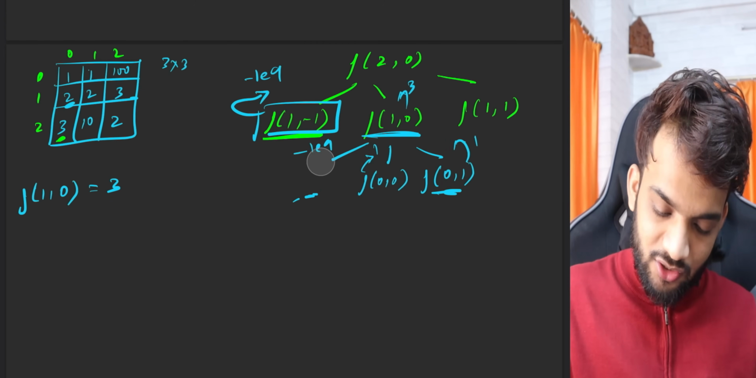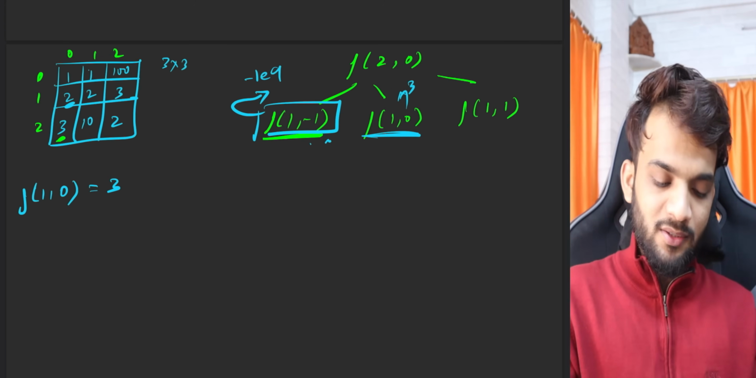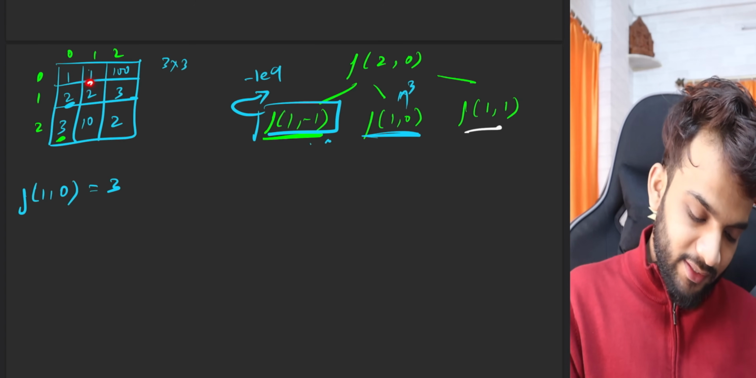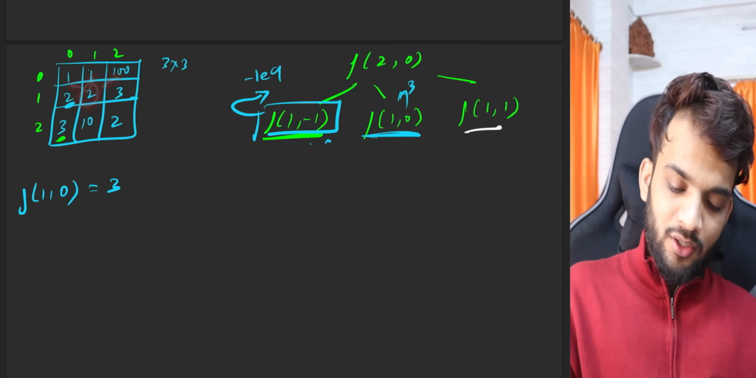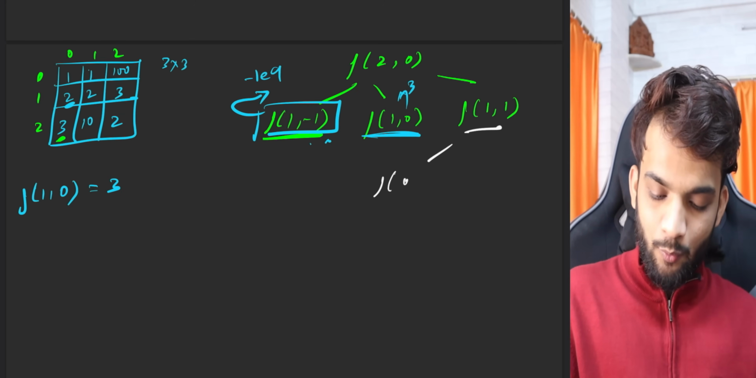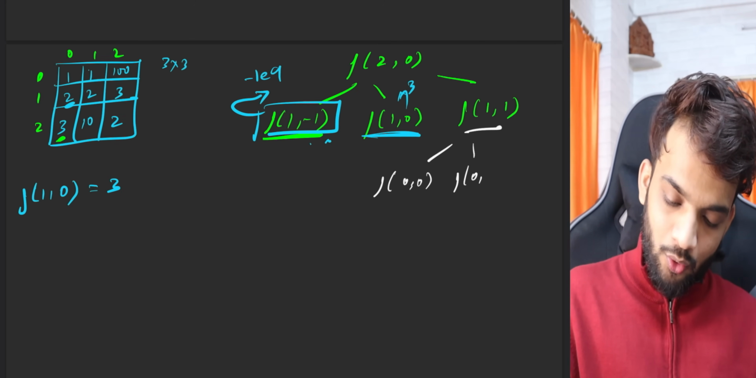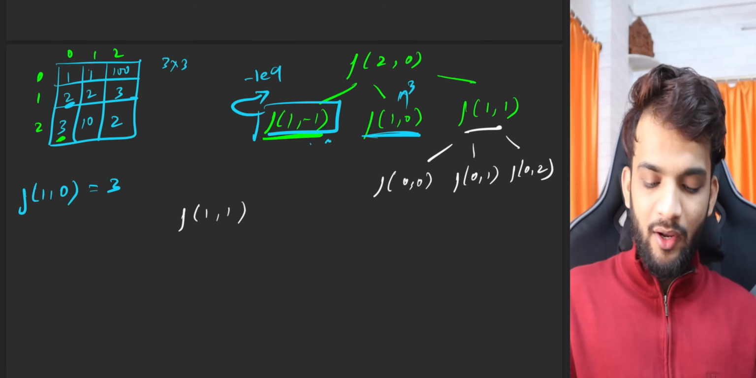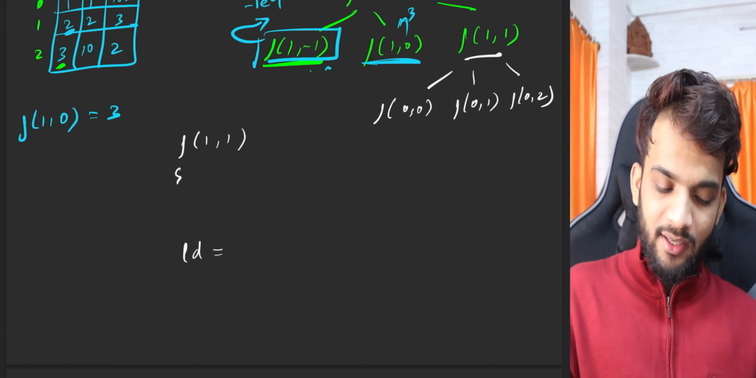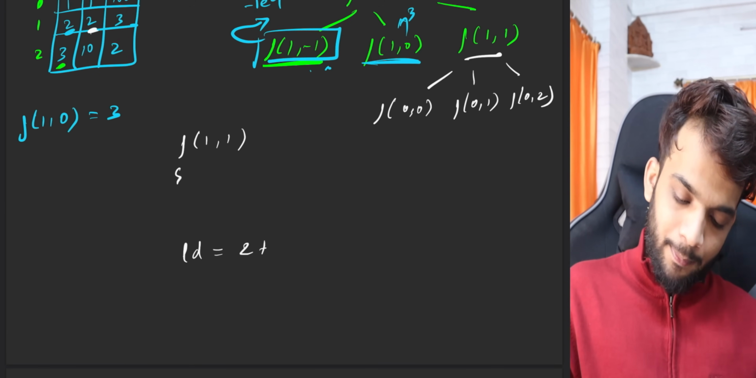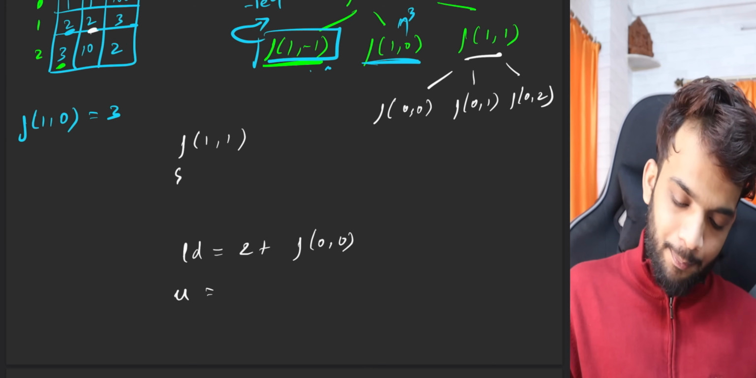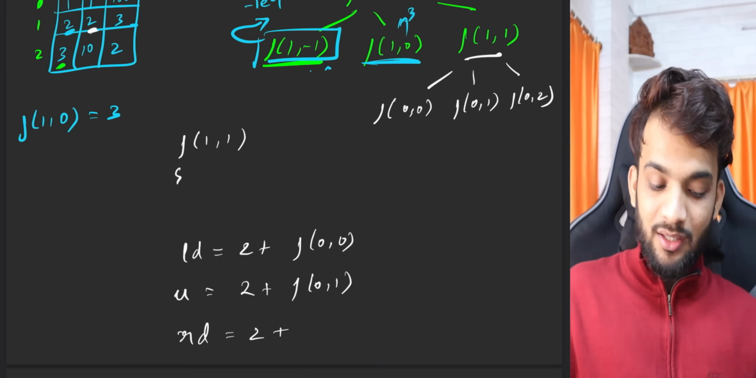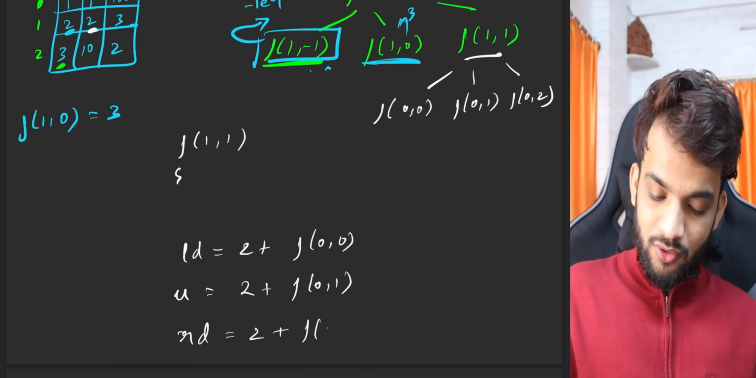And I'll quickly erase this so that we have a bit more space. Now you're at f of 1, 1, which means you're currently at this guy. You can move here, here, and here. So you move to f of 0, 0, f of 0, 1, f of 0, 2, and again the same thing will happen. F of 1, 1 will do what? It will go to the left diagonal, which is the current guy 2 plus f of 0, 0. Go to the current guy plus f of 0, 1. Go to the right diagonal, which is 2 plus f of 0, 2.